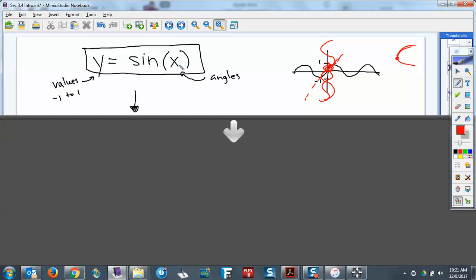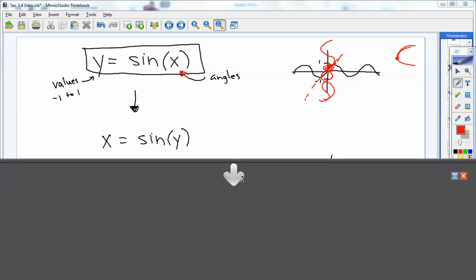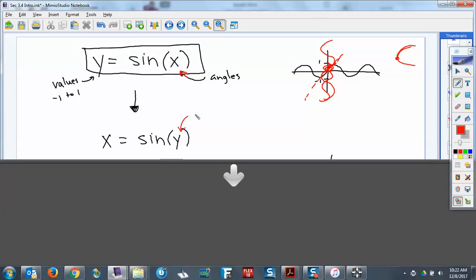Now, I always like to think of sine as I put angles in, okay, pi/6, pi/2, and I get values out between -1 and 1, like square root of 2 over 2, square root of 3 over 2, 1/2, right? Now, why do I care about that? Because I'm about to interchange the x and the y. So when I interchange the x and the y, I have to understand, these are angles that are going in, right? It's always angles that go in, and it's values that come out.